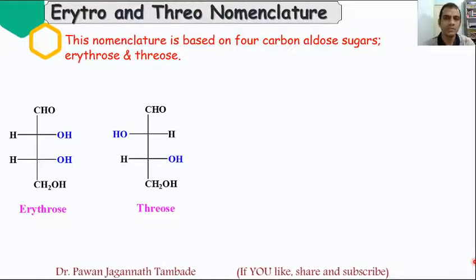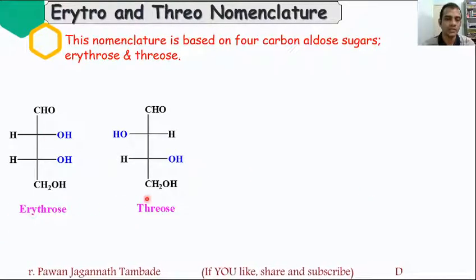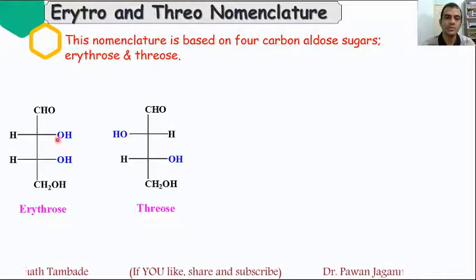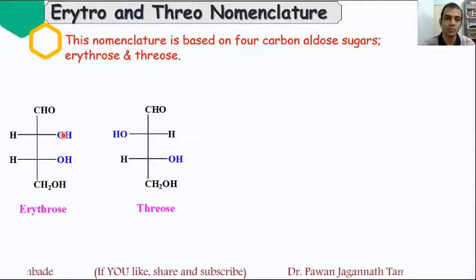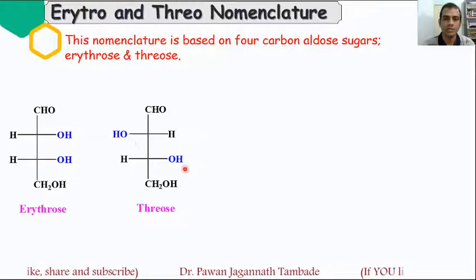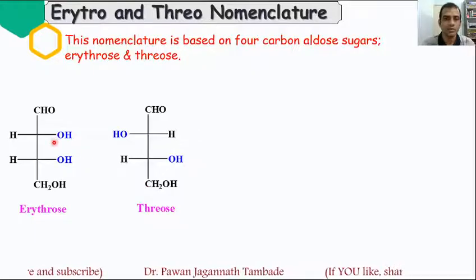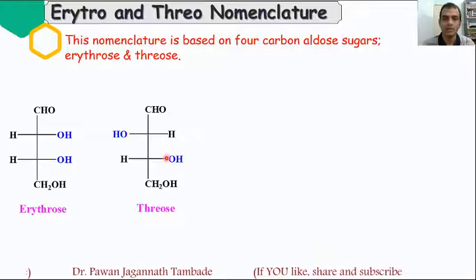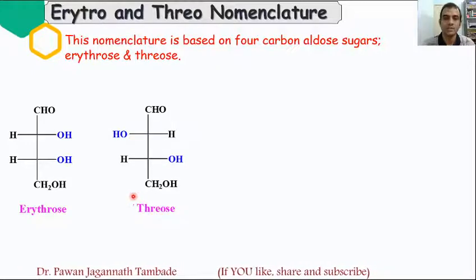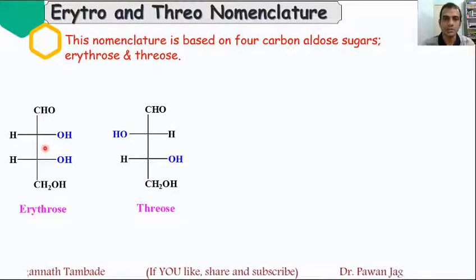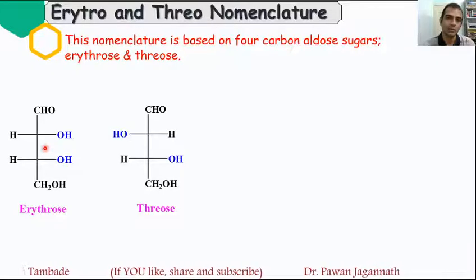If you look at these two structures, that is structure of erythrose and threose carefully, you will find that there is a difference in position of these OH groups. These two OH groups which are present on two adjacent chiral center are either on same side or they are on opposite side. If these two groups are on same side, then that molecule is erythrose, and if they are on opposite side, the molecule is threose. So depending upon structure of these two sugars, we got the concept of erythro and threo.